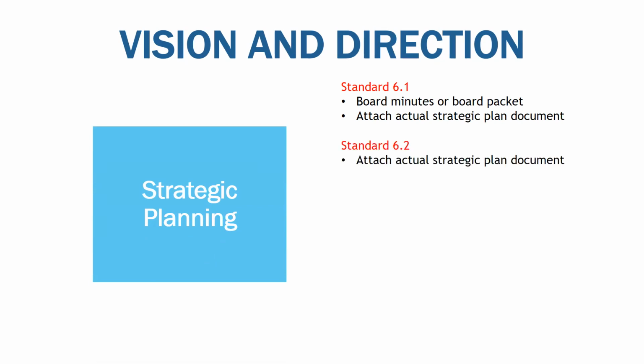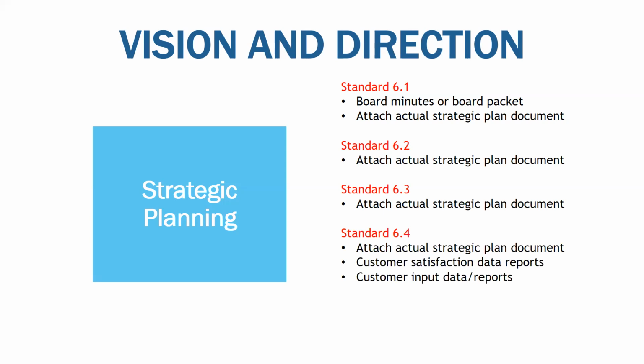The approved strategic plan addresses reduction of poverty. It addresses the revitalization of low-income communities and/or the empowerment of people with low incomes to become more self-sufficient. The approved strategic plan contains family, agency, and community goals. Customer satisfaction data and customer input collected as part of that community assessment is included in the strategic planning process.